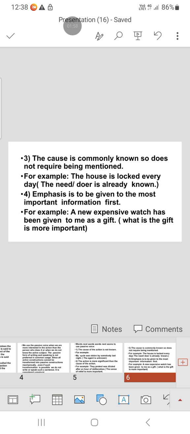Third reason, the cause is commonly known so does not require being mentioned. For example, the house is locked every day. Here, the need or door is already known.